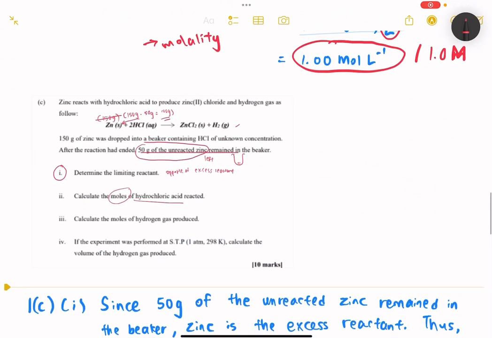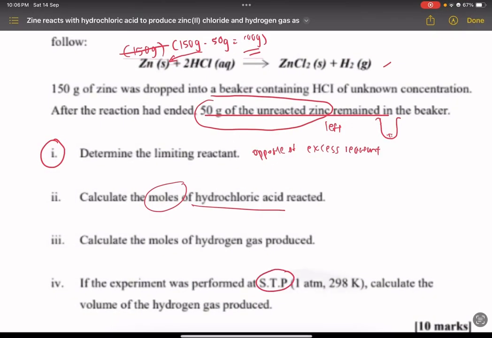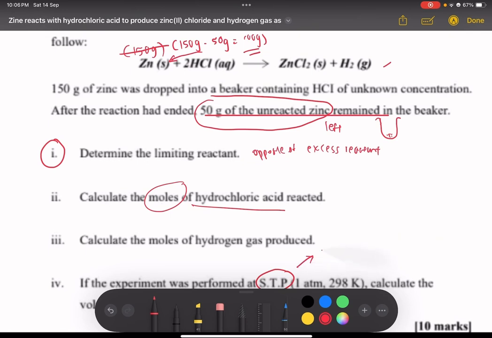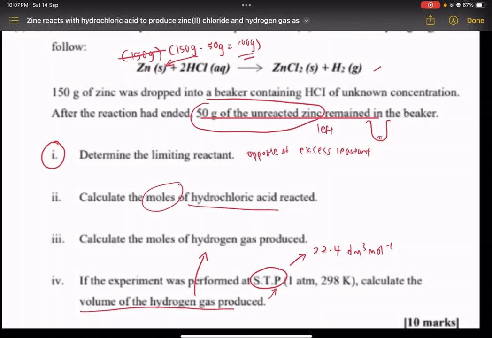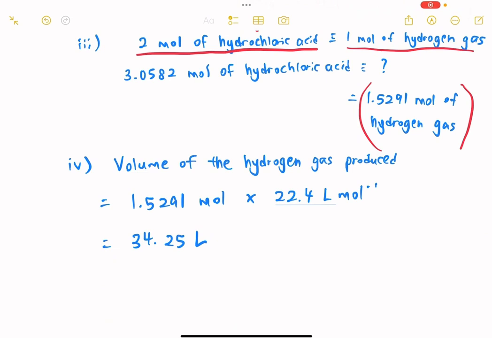Okay, so finally, if the experiment was performed at STP, we have to know that this one is 22.4 dm3 mol^-1. Calculate the volume of the hydrogen gas. Initially we actually find the mole, so we can just simply times with this STP value to find the volume of the hydrogen gas. So volume of the hydrogen gas produced is 1.5291 mole times 22.4 L mol^-1. So we get the final answer 34.25 L. Please note that it is also 2 decimal places for the final answer.